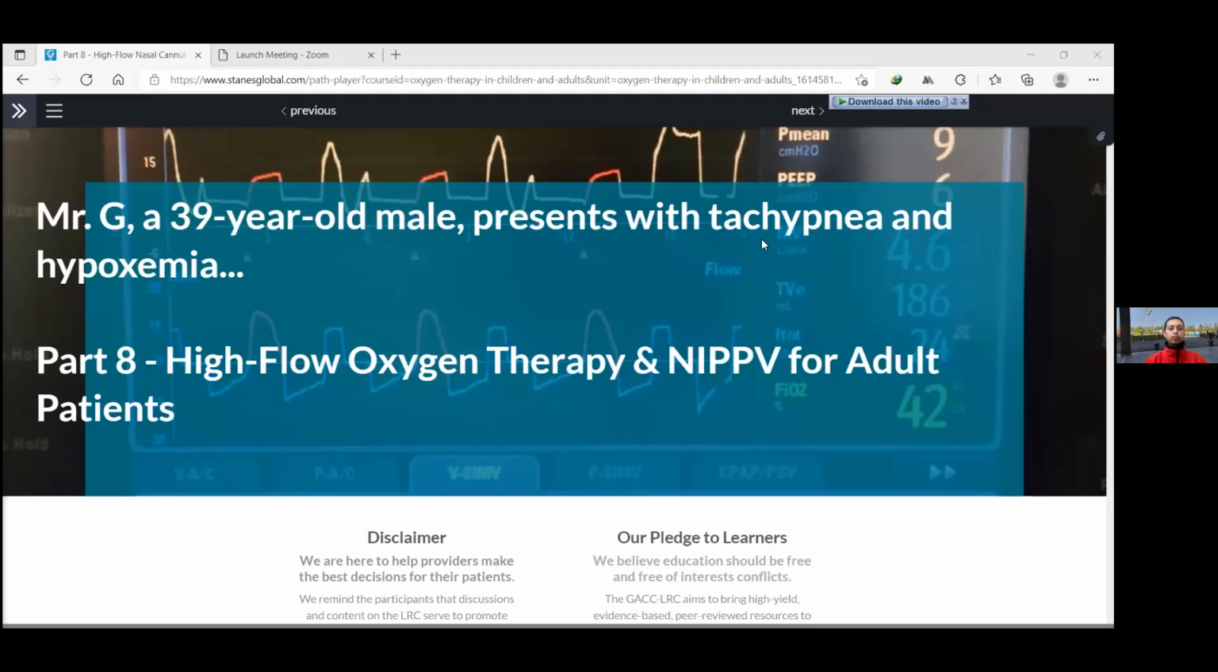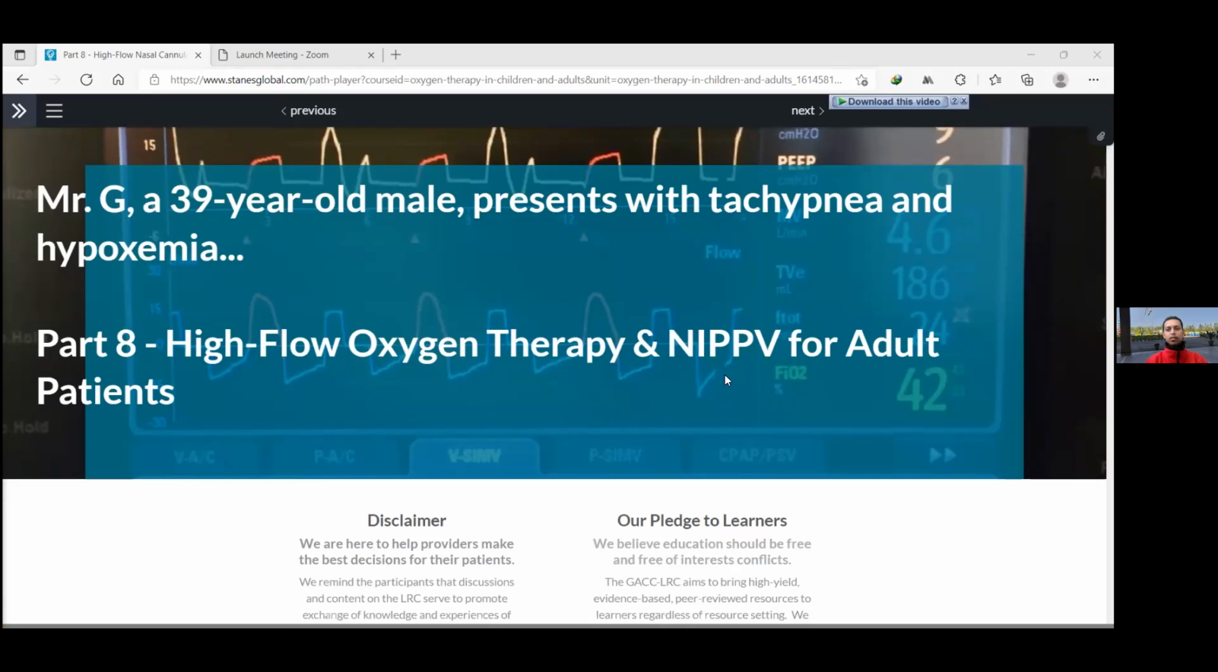So I will ask Dr. Isaac to share the screen, and I will go through the introductory part of today's session. As usual, we go through a case scenario. This is about Mr. G, a 39-year-old male, who presents with tachypnea and hypoxemia.